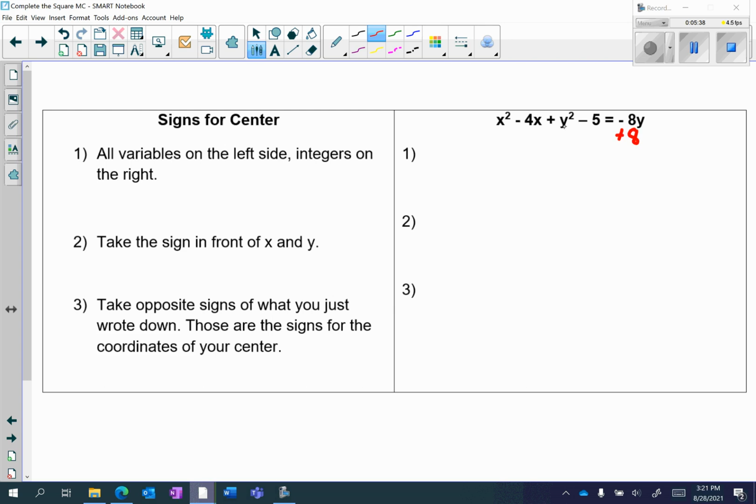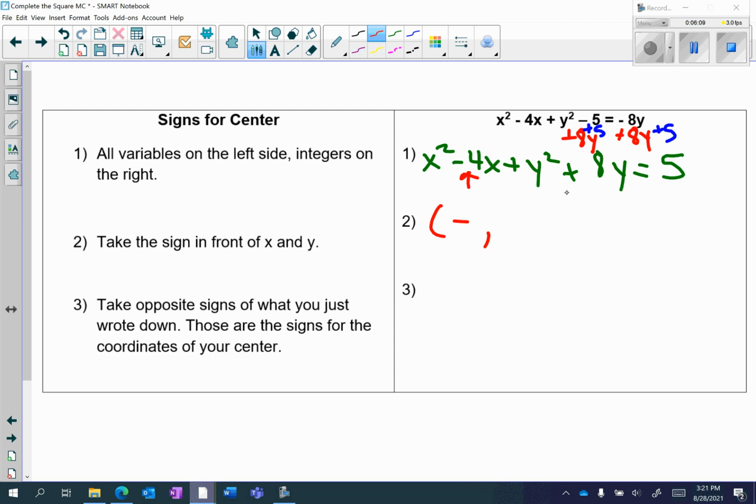So let's add 8y over, and then let's add 5 over. So I'm going to have x squared minus 4x plus y squared plus 8y is equal to 5. Now notice here we're going to look at the signs in front of the x and y. The sign in front of the x is a negative, and the sign in front of the y is a positive.